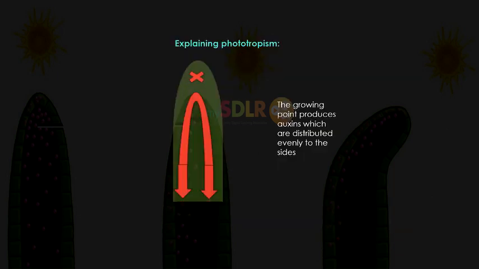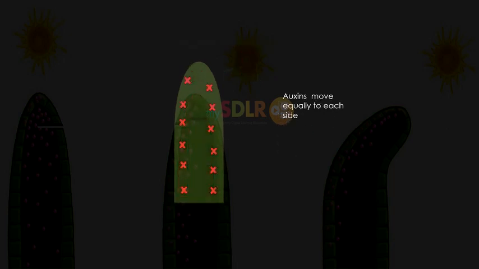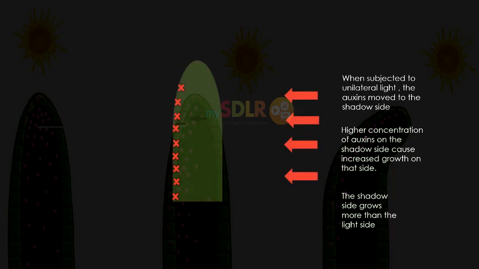Explaining phototropism again: the growing point, the tip of the plant. X indicates the auxins, and red arrows indicate the distribution, so the auxins are distributed evenly down the sides. This sketch shows an equal distribution on either side of the stem. However, when we subject the plant to unilateral light, we can label this as light.